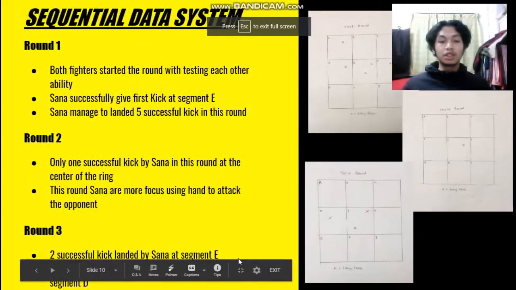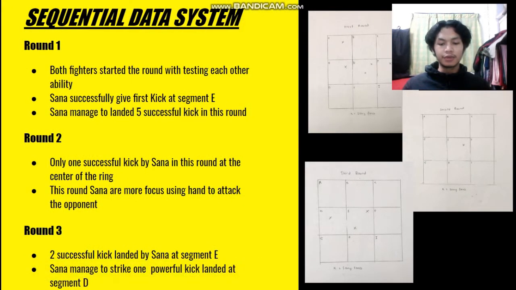So, the third part of notational analysis is the sequential data system. Basically, we will divide the ring into 9 segments and determine the sequence of the athlete. The performance indicator for this is successful kick. It will be plotted as X in the diagram.